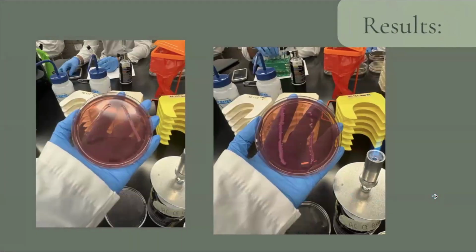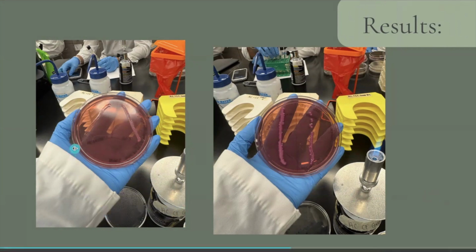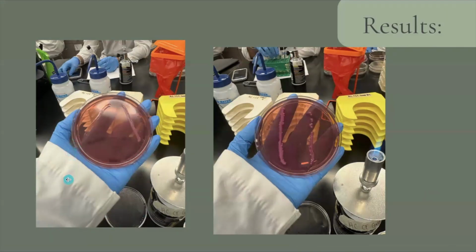In the MacConkey agar plates, the E. coli, which is on this side, has some growth with a pinkish coloring to it. So we interpret that as a lactose fermenter. For S. typhimurium, we see growth with clear colonies, and that just means it's a non-lactose fermenter. For S. aureus here at the bottom, we don't see growth, and that's because it's gram positive.